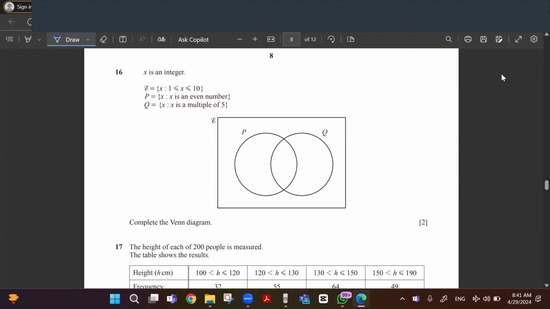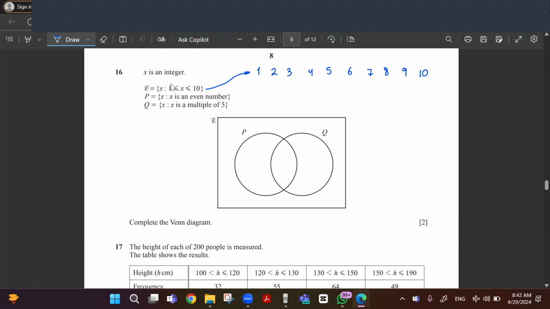Now, for number 16, he's telling me what? First, x is an integer. The universal is x such that x is greater than or equal to 1 and smaller than or equal to 10. That means the sample space here that I am going to choose is what? 1, 2, 3, 4, 5, 6, 7, 8, 9, and 10. Why did I write 1 and 10? Because he said or equal. If there is no equal, I will not write 1 or 10.